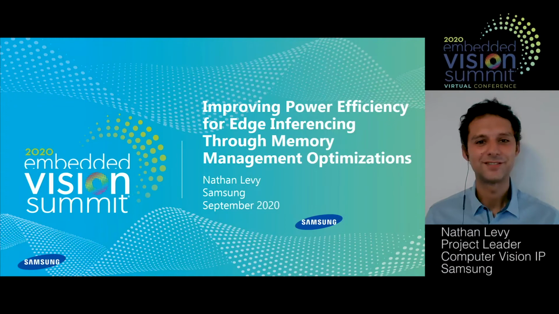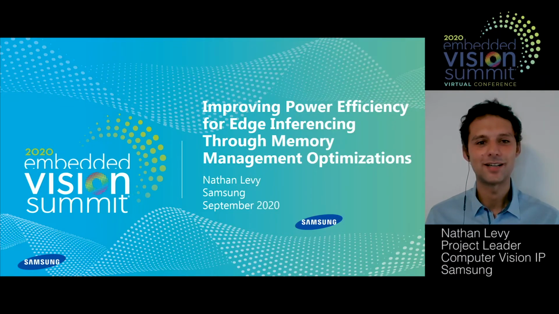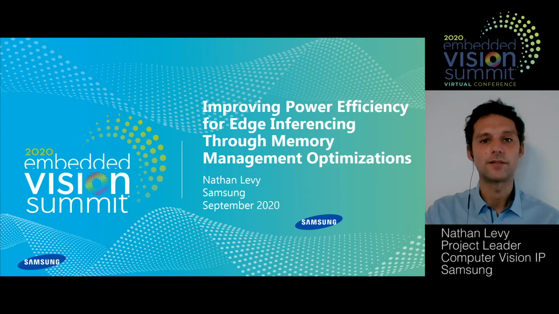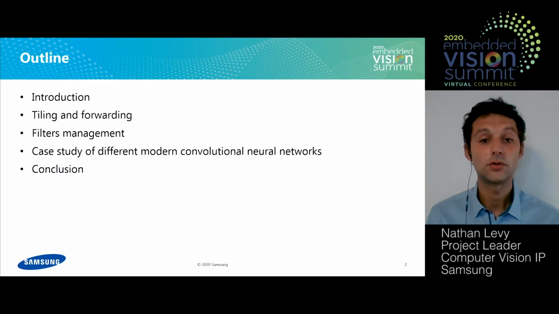Hello everybody. Today we'll talk about running neural networks on the edge. To do that, we have to be power efficient. We will show how to optimize memory management for power efficiency. After introducing the problem, we will present two concrete issues of memory management: tiling and forwarding, and filters management. Then we will have a look at modern convolutional neural networks and see how memory management applies.